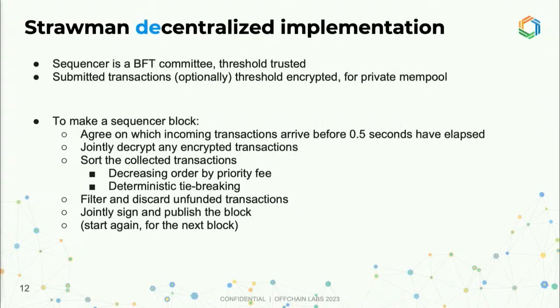A strawman decentralized implementation might work something like this, where the sequencer is a BFT committee that is threshold trusted in the way you might expect. It's chosen by governance. The transactions that are submitted to this can optionally be threshold encrypted. That gives you the private mempool property so that members of this committee don't get to see.